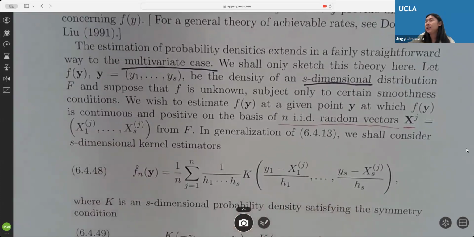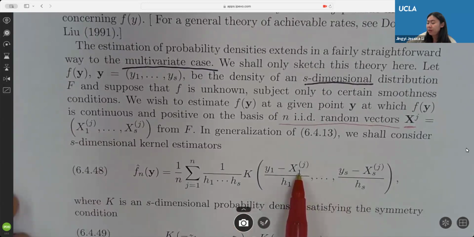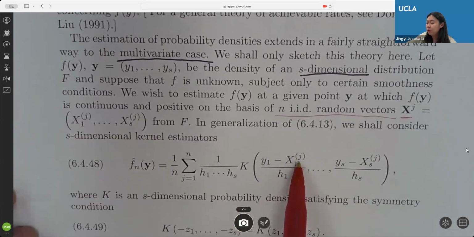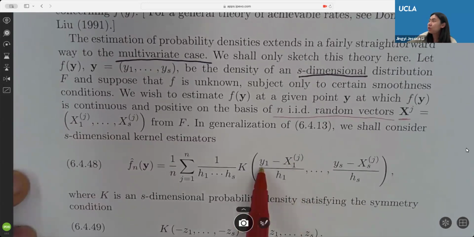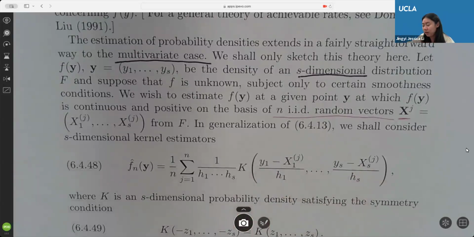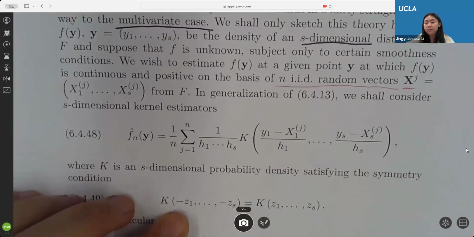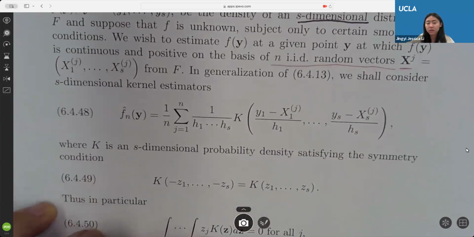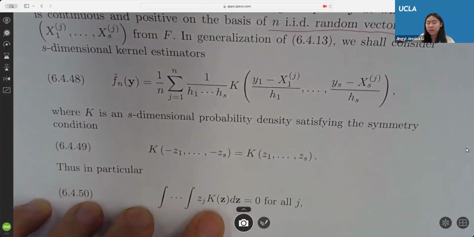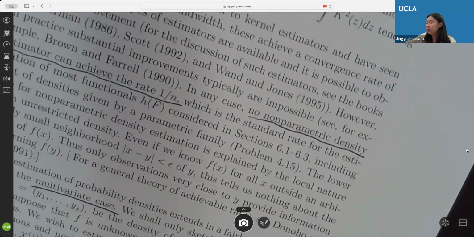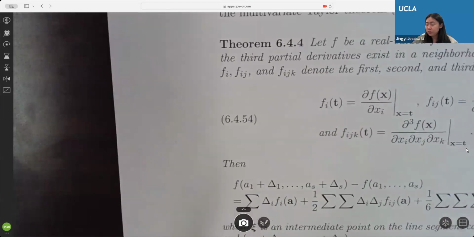So we will need an S-dimensional kernel, not a one-dimensional kernel. And in every dimension, we evaluate the distance between a sample, data point j, in every dimension to our target value in that dimension. We can have a bandwidth in each dimension, h1 to hs. And we still need the symmetry of our kernel, but now it's in S-dimensional space. So its first moment is actually 0. So these are the generalizations.